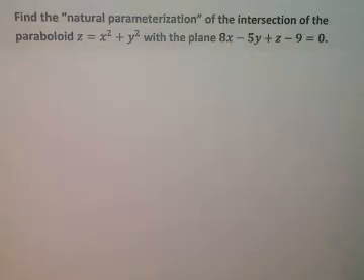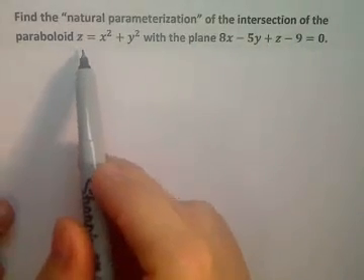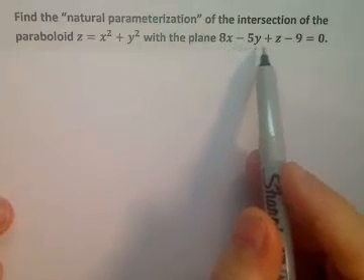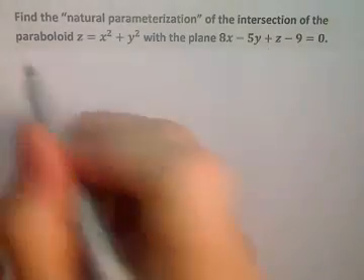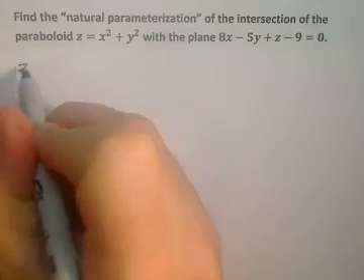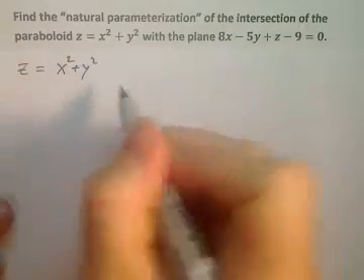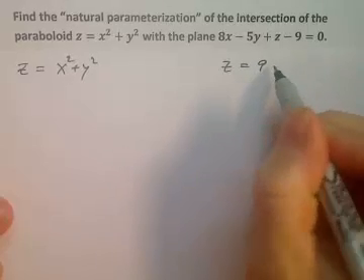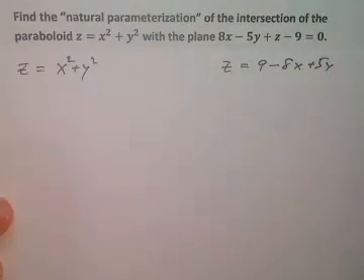Okay, in this problem we're trying to find a parameterization of the intersection of the paraboloid z equals x squared plus y squared with the plane 8x minus 5y plus z minus 9 equals 0. So actually we're trying to solve a system of equations. So I have z equals x squared plus y squared, and this equation here is going to be z equals 9 minus 8x plus 5y. So I can solve these both for z, and so I can equate these z's.